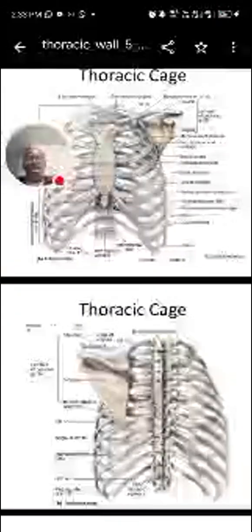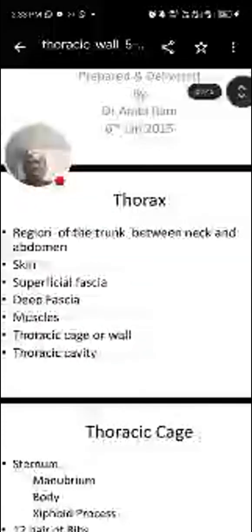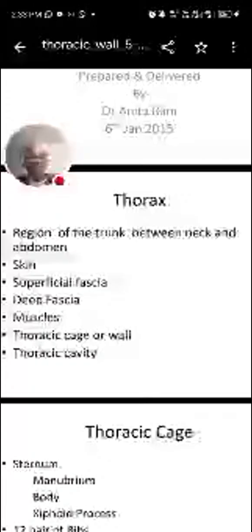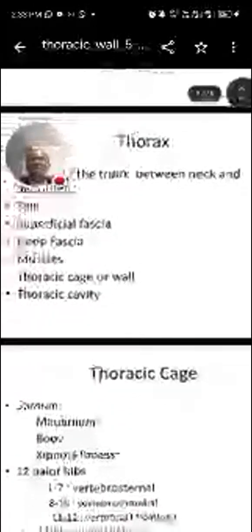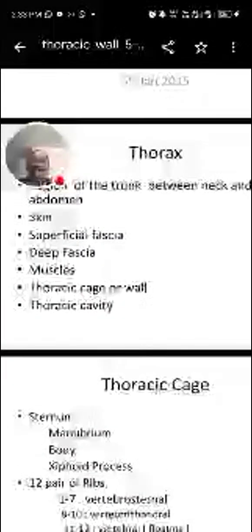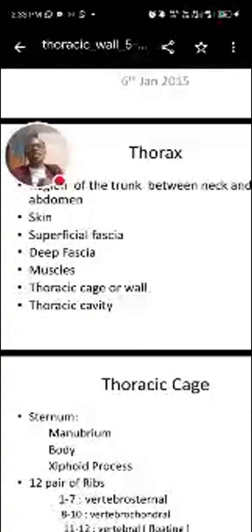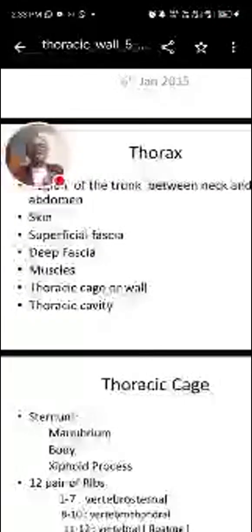So we said, seen the meaning of thorax: thorax is the region between the neck and abdomen. And then the skin and superficial layer, that one is simply the characteristics. So what are the features of the thorax? A thorax has a skin.